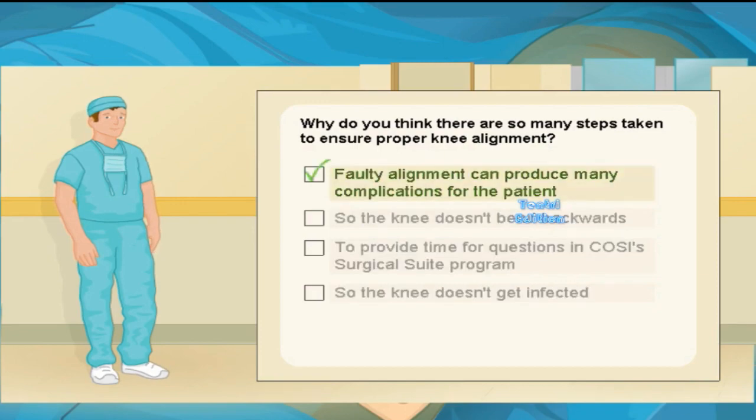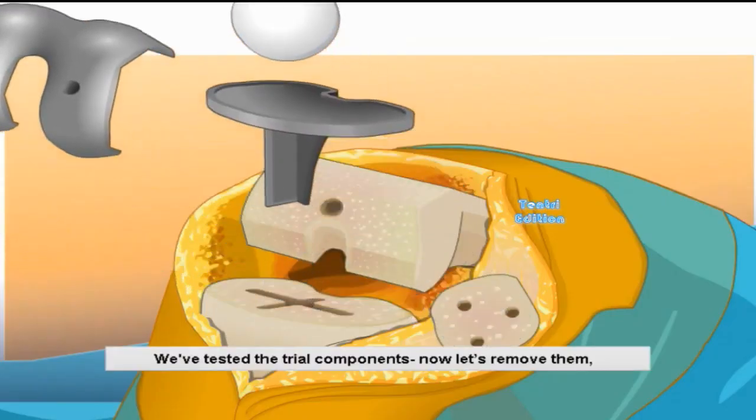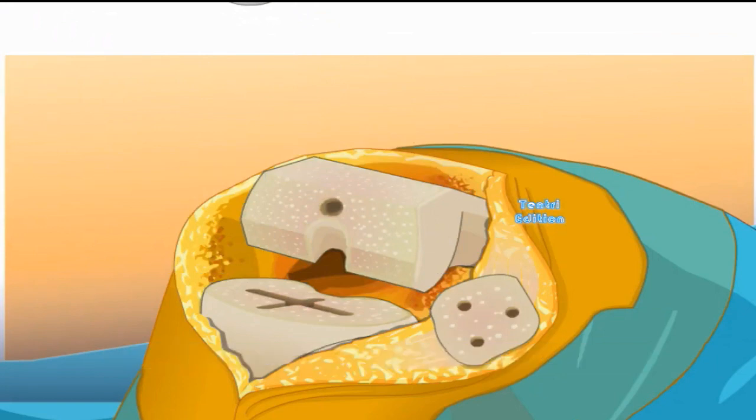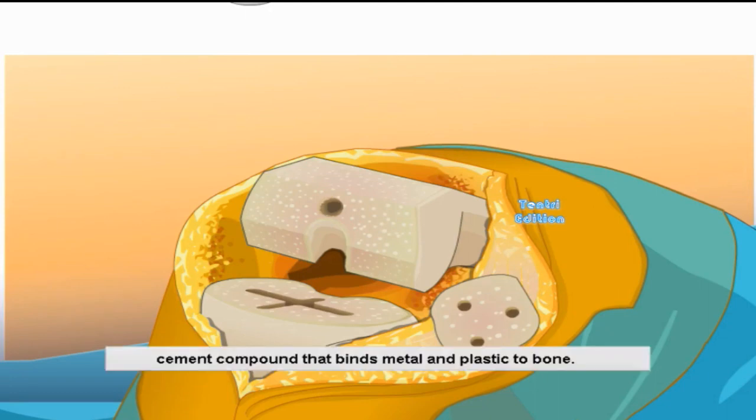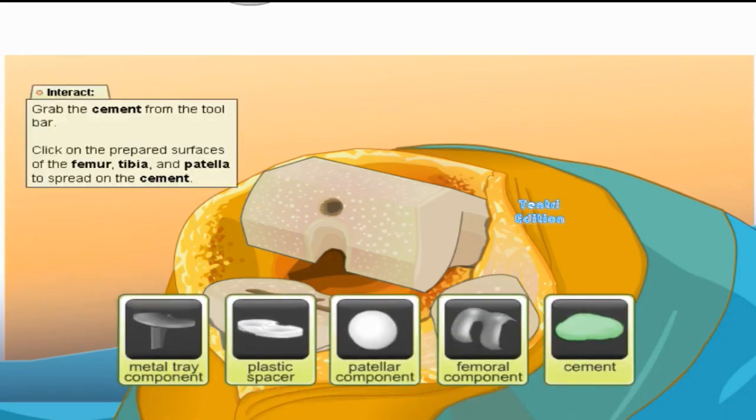Great! We've tested the trial components. Now let's remove them and prepare for the permanent components by applying a special cement compound that binds metal and plastic to bone. A scrub technician has mixed up a batch of cement for you to use.